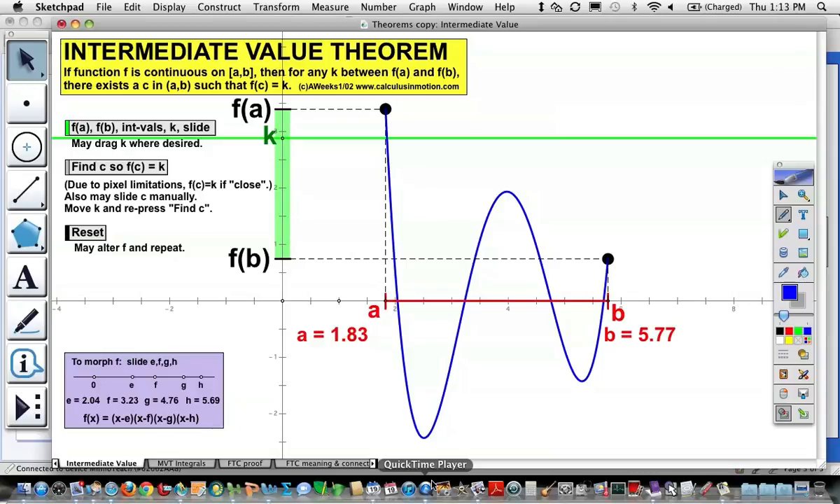Okay. So, you're going to get a lot of questions in the homework that are going to say, does this contradict the intermediate value theorem? Or does the conclusion hold for the intermediate value theorem? Well, that means does it hit all the points? That kind of thing.